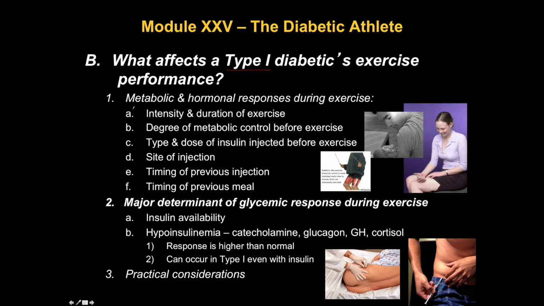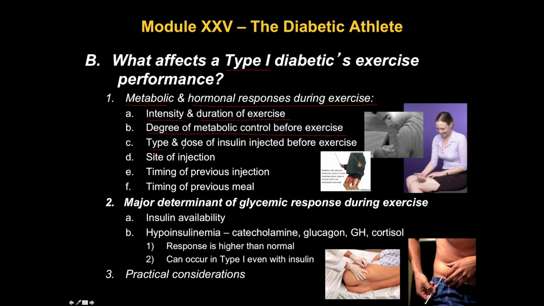So what affects their exercise performance? We've got metabolic and hormonal responses during exercise that are based upon the intensity and duration of exercise. That makes a difference. The higher the intensity of exercise, the longer the duration of the exercise, the more glucose that's going to be removed from the bloodstream. Then there's the degree of metabolic control before exercise. So are they managing their glucose concentrations appropriately with their insulin outside of the times that they're active, and the timing of insulin, and the type of insulin that's being introduced.